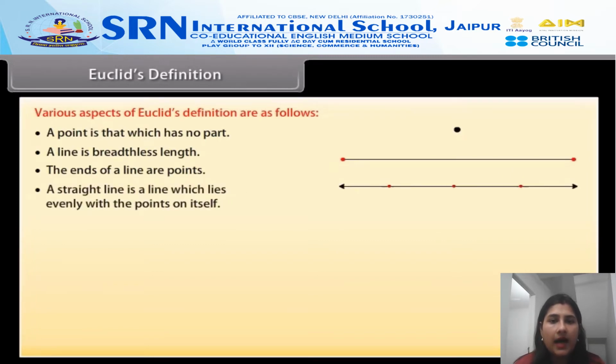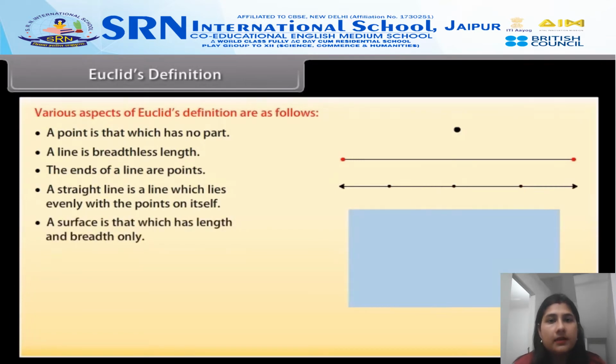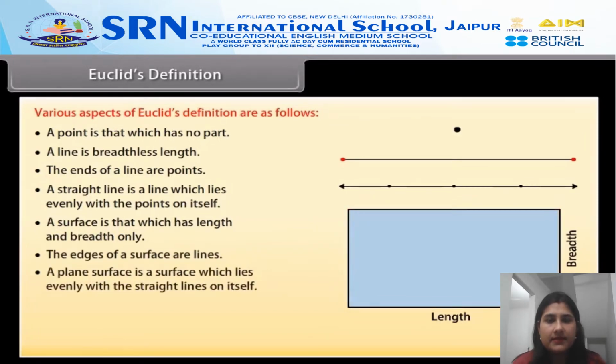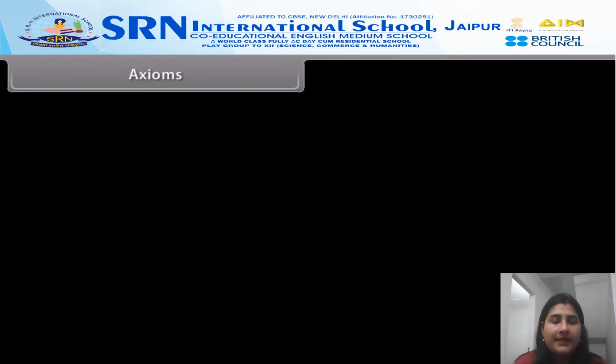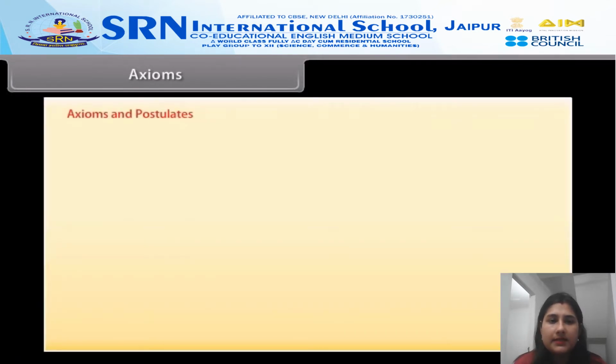The ends of a line are called points. A surface is that which has length and breadth only. The edges of surfaces are called lines. A plane surface is a surface which lies evenly with the straight lines on itself. These were the points to remember. A point, a line and a plane, only these terms are taken as undefined. Now, when we study Euclid's definitions, line, point, straight line all come under consideration.